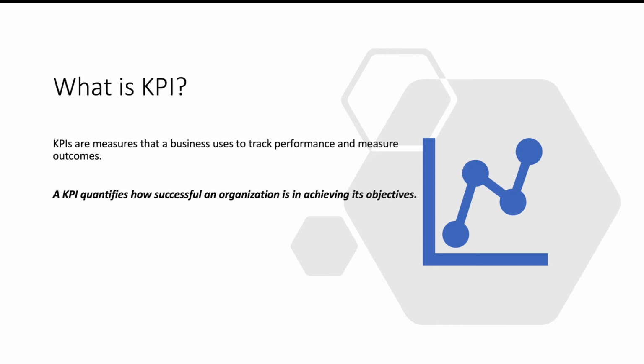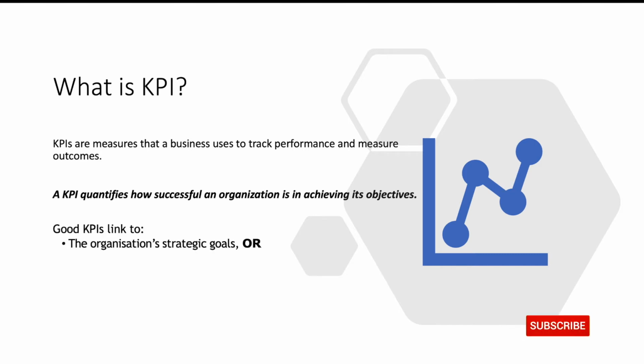Suppose a KPI is saying 70% sales are higher as compared to the previous period in the same year. So good KPIs are linked to the organization's strategic goals. Now, what the good KPI characteristics are, we can say, is a good KPI is linked to the organization's strategic goals and the organization's operational goals. It should be linked to both these things or either of them.